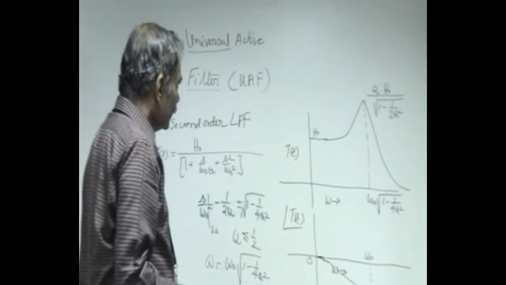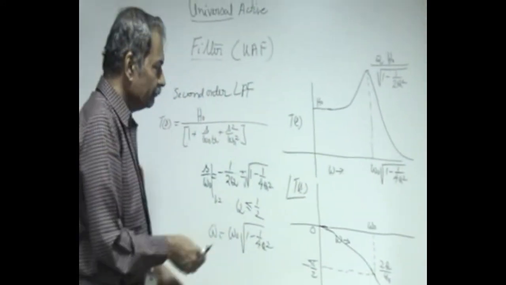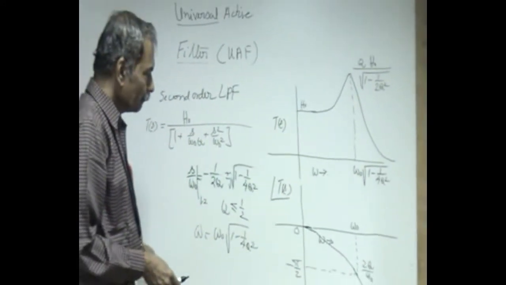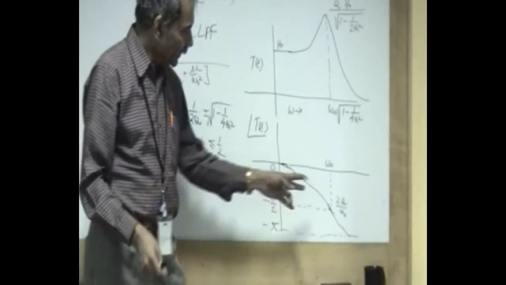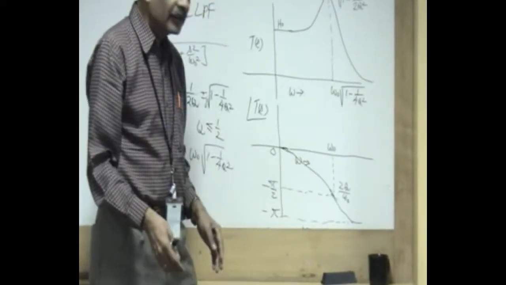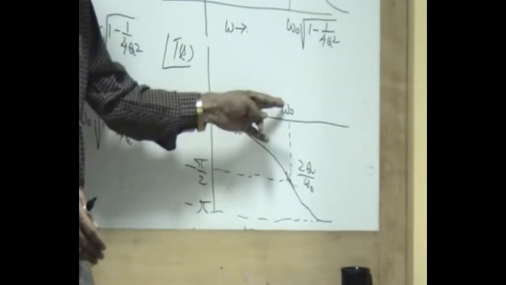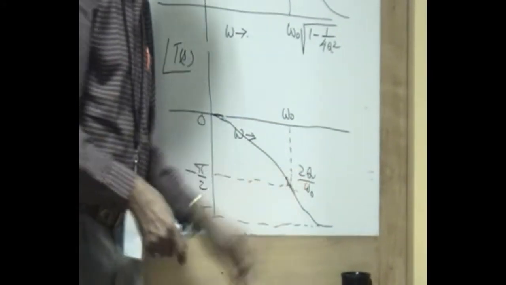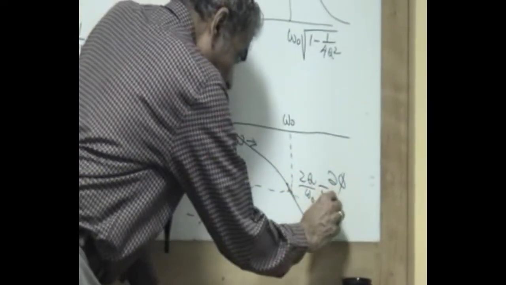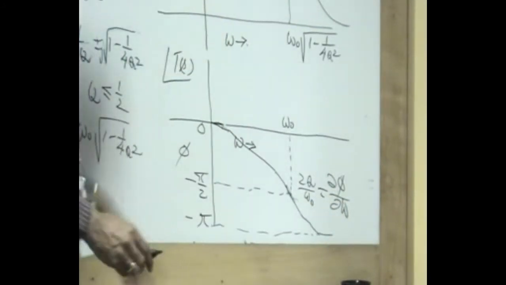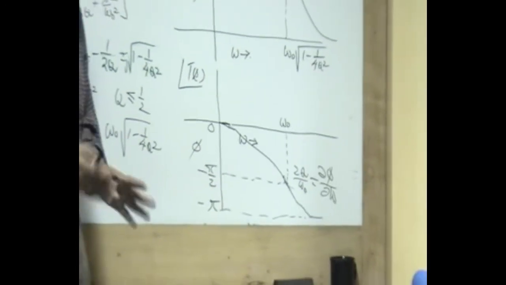This is the phase response for the same low pass filter, and the phase response can be seen to have maximum sensitivity, or variation of phase with respect to frequency variation, at omega equal to omega naught, which is nothing but delta phi by delta omega. You can prove that it is highest at omega naught and has a value of 2Q by omega naught.